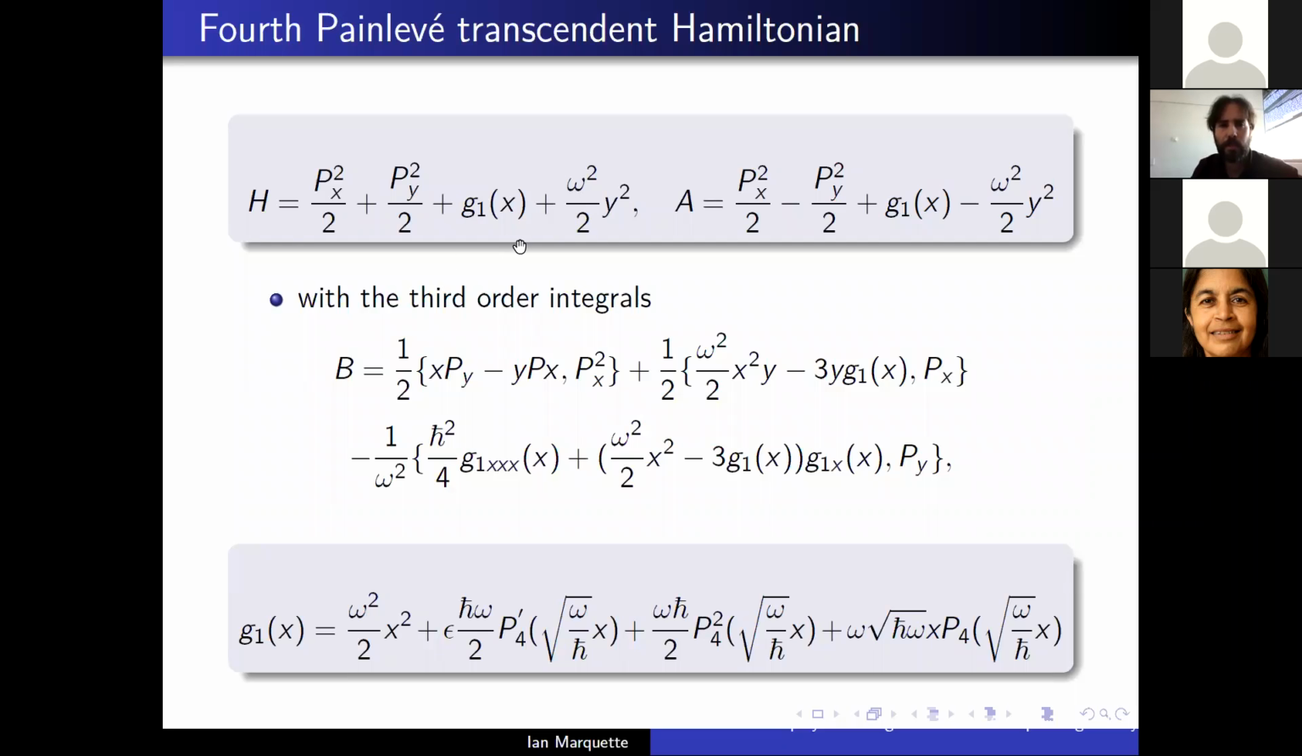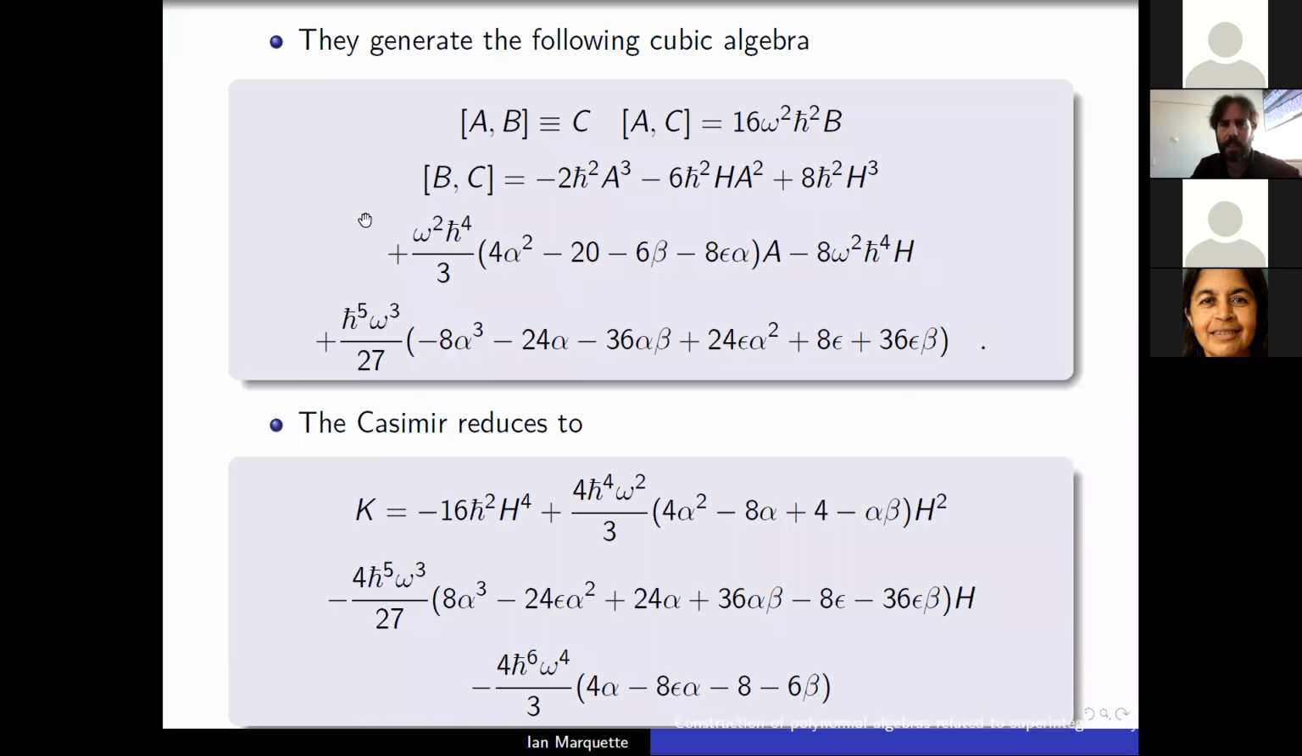So G1 is a function of this fourth Painlevé transcendent and its derivative. There is an obvious integral because you have separation of variables in Cartesian coordinates. And there is a third order integral of the following form. So it depends on the third derivative of G1. So this will depend up to the fourth derivative of the Painlevé transcendent. But you can show that it has the following symmetry algebra.